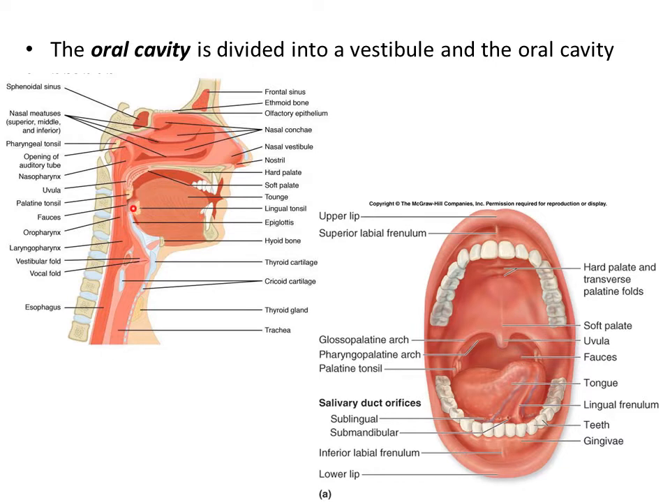Also, you can see here the palatine tonsils. Here on this scheme, that's the vestibule of the oral cavity, and the proper oral cavity. You can see that there are a lot of structures. So let's speak about the histology of some of them.